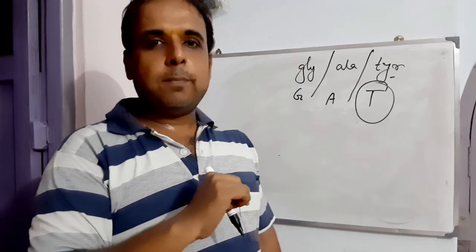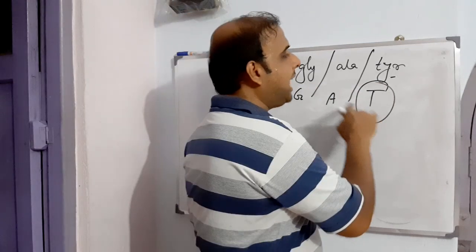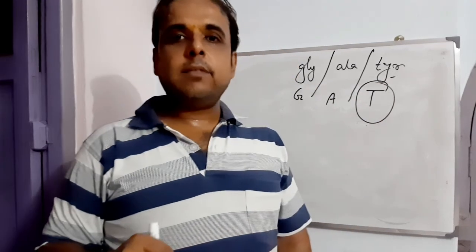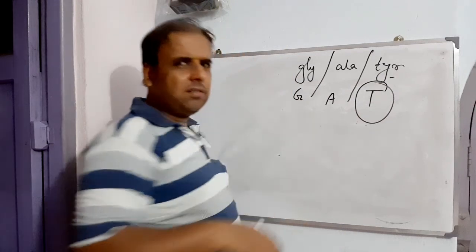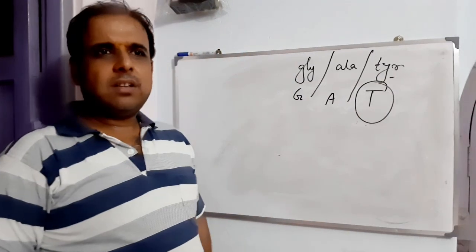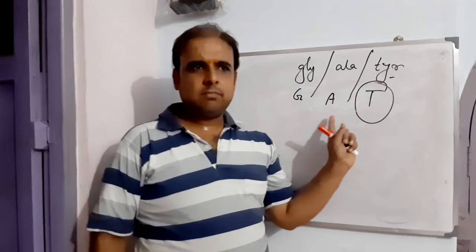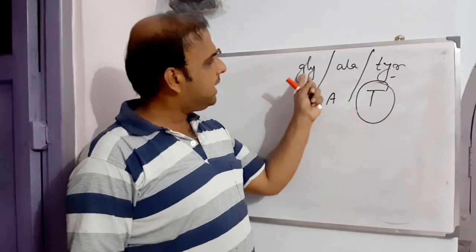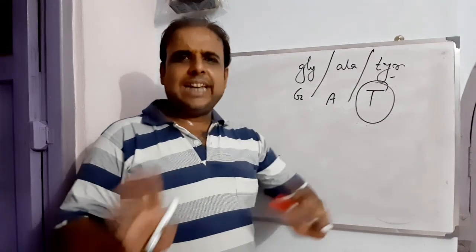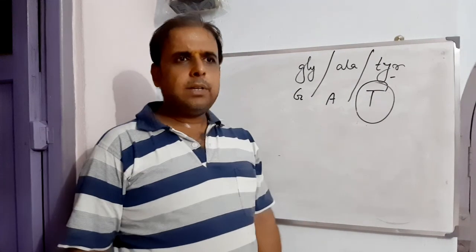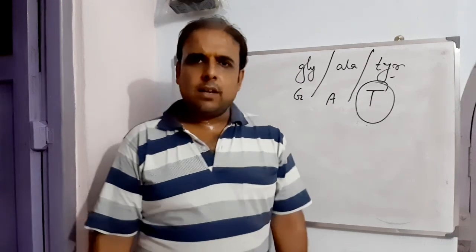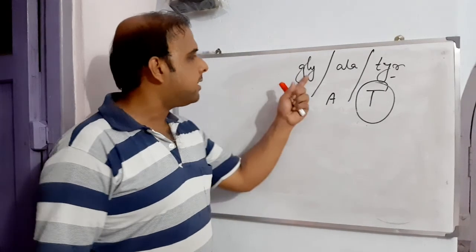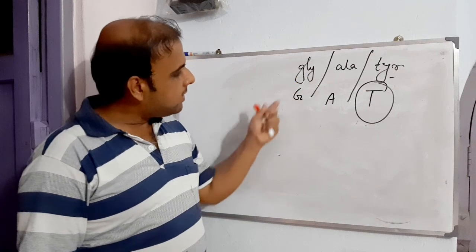Here we went wrong somewhere, because tyrosine cannot be represented with T. Now, why am I using this kind of thing? Is it not irrelevant? Does it make any sense? I have written here glycine, and we are satisfied with this. But why am I unnecessarily bringing in this single letter representation?